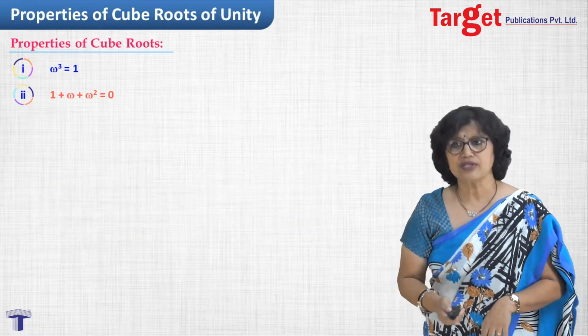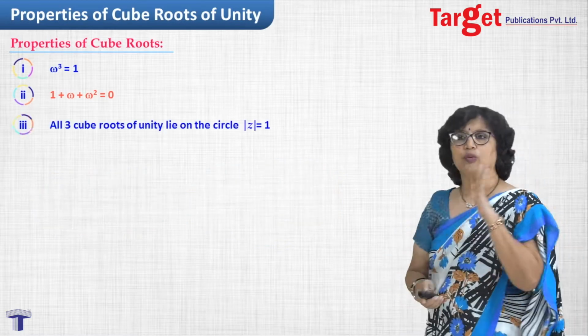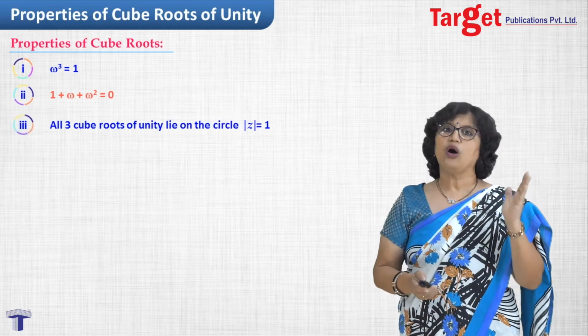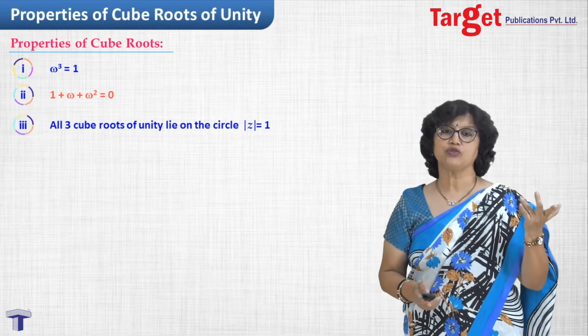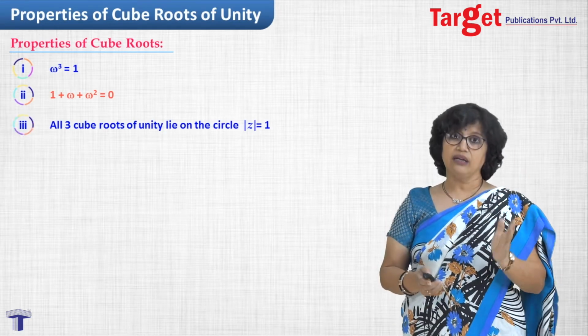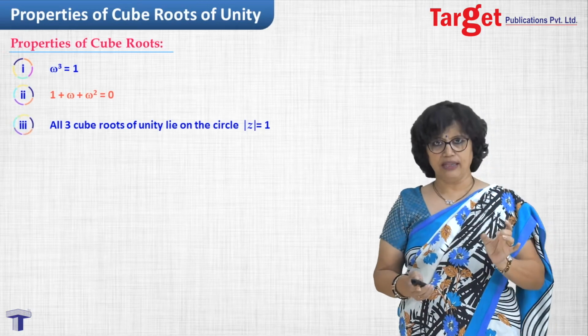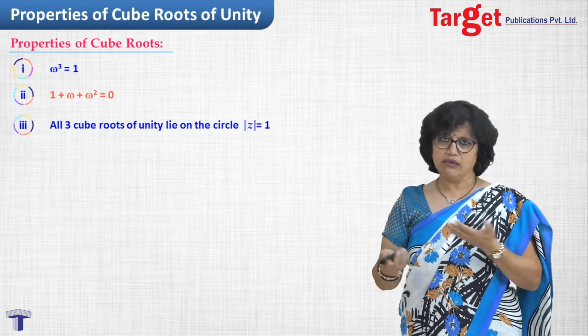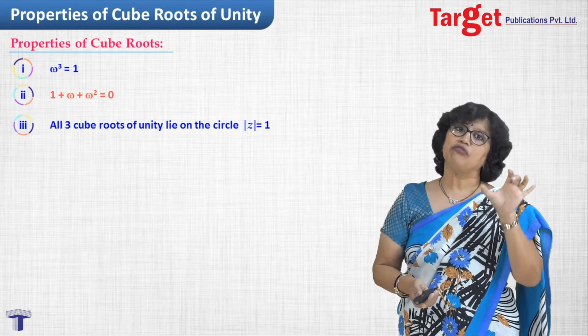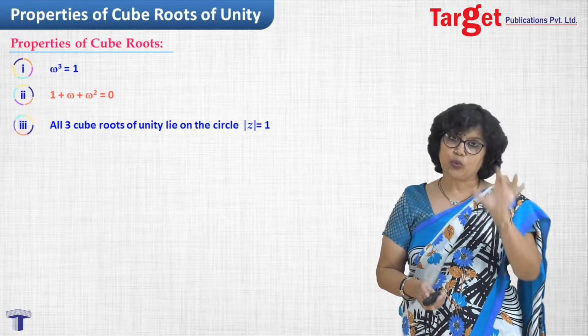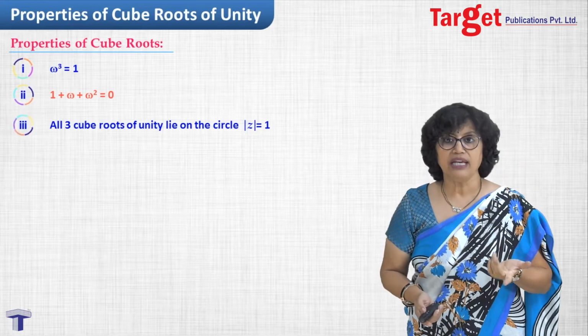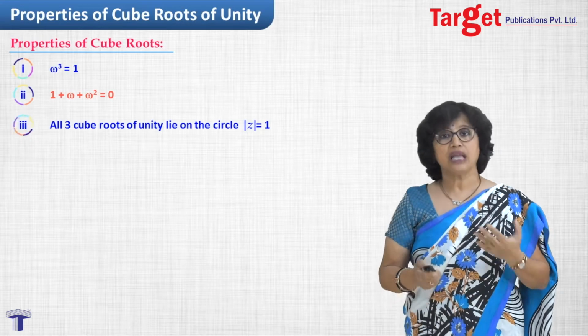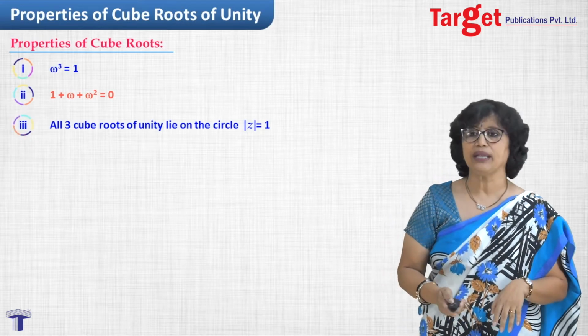Now I move to the next, and the next one is that all three cube roots of unity lie on mod z equal to 1. Why do I say so? Because if you check by taking the modulus of each, obviously 1 has modulus 1. The modulus of omega and the modulus of omega square also happen to be 1. And hence those three cube roots lie on the unit circle mod z equal to 1.